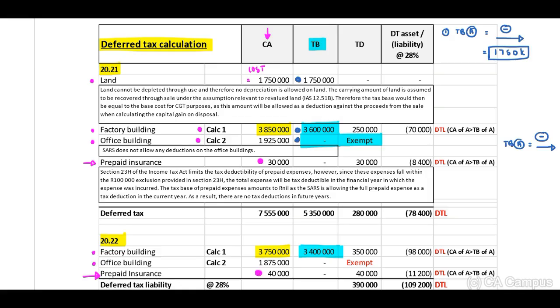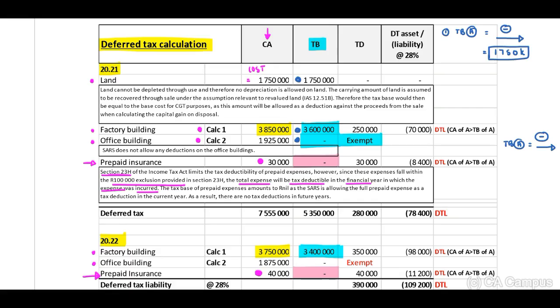But what will the tax base be for 2021, 2022? If you look at the section that I've included here, section 23H of the income tax, limit the tax deductibility of prepaid expenses. However, since these expenses fall within the 100,000 exclusion provided, the total expense will be tax deductible in the financial year in which the expense was incurred.